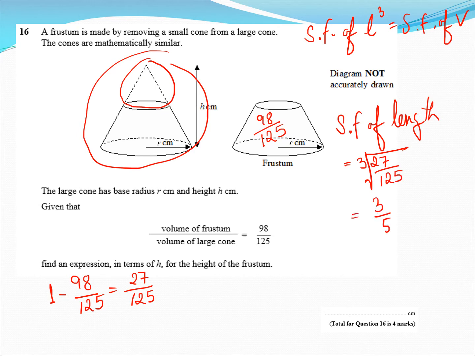That means the length of the smaller cone is 3/5 of the length of the larger cone. Therefore 3/5 of h is equal to 3h over 5, or you can write it as 3/5 h, and that's what they have asked you to work out, the height of the frustum. Easy 4-mark question.